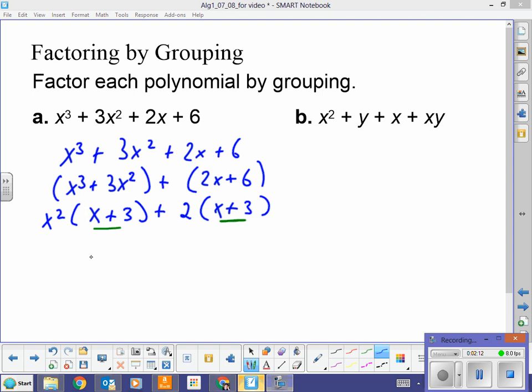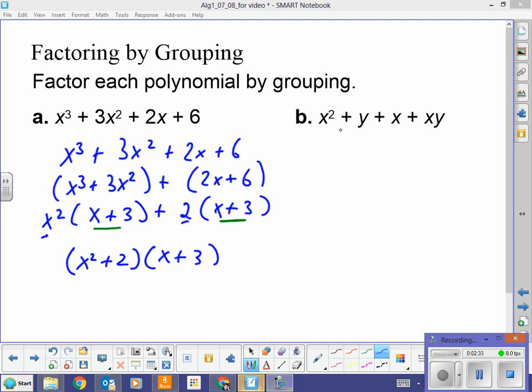So now I can rewrite this as x squared plus 2, this is the x squared, this is the 2, x squared plus 2, times x plus 3. Right, x squared plus 2 times the common factor of x plus 3. Okay, let's do another one.